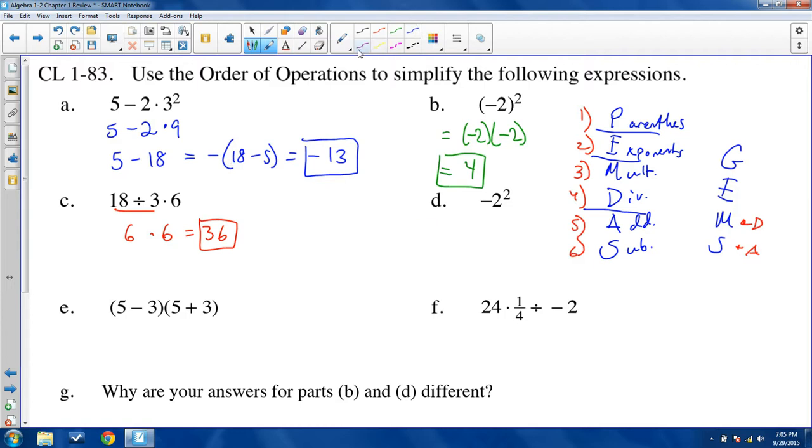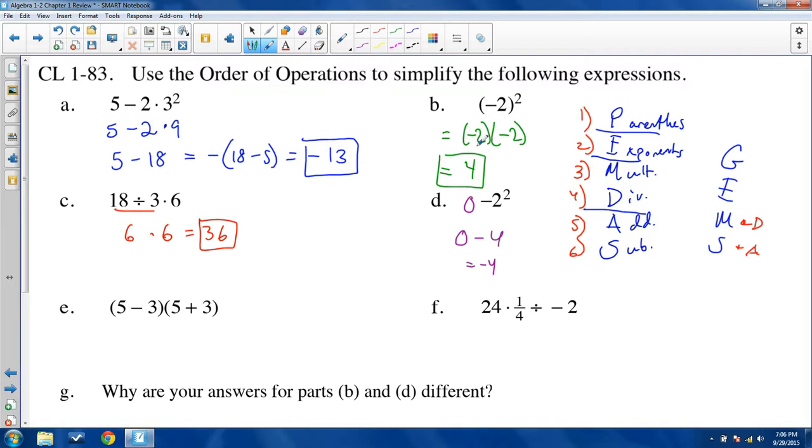All right, D, here we go. So negative 2 squared. Now, most people might think, oh, it's 4. I'm squaring negative 2. But think of this in one of two ways. Exponents come before subtraction. So think of this as 0 minus 2 squared. This becomes 0 minus 4, which is negative 4. Okay, that's one way to think about it, because remember, I am subtracting 2 squared. I am not taking negative 2 and squaring it.